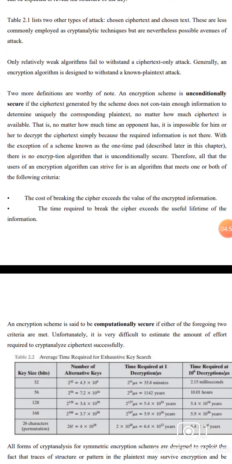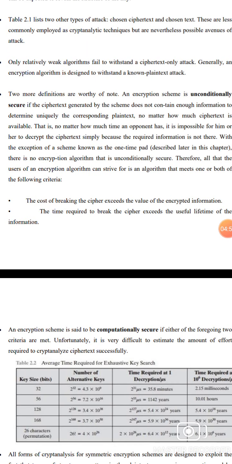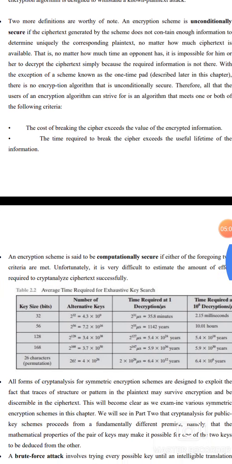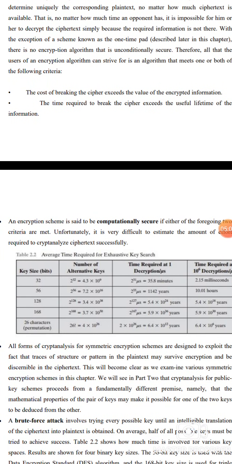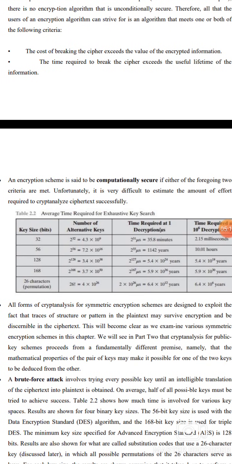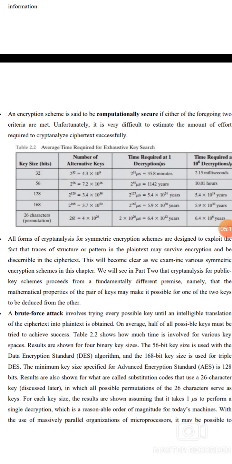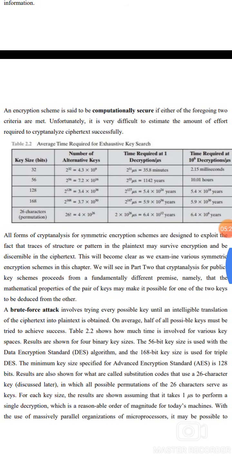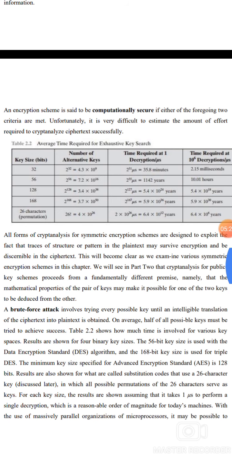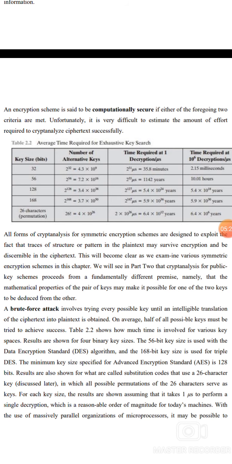An encryption scheme is unconditionally secure if the ciphertext generated by the scheme does not contain enough information to determine the corresponding plain text, no matter how much ciphertext is available. An encryption scheme is computationally secure if the cost of breaking the cipher exceeds the value of the encrypted information, or the time required to break the cipher exceeds the useful lifetime of the information. The average time required for an exhaustive key search depends on the key size, the number of alternative keys, and the time required at one decryption per microsecond and at 10 to the power 6 decryptions per microsecond.